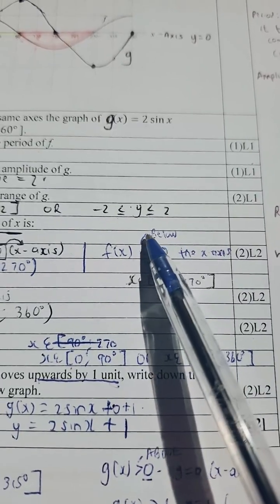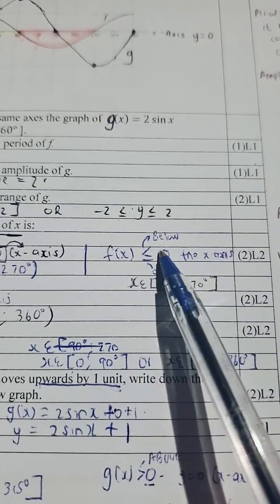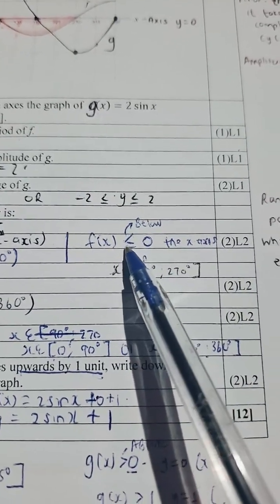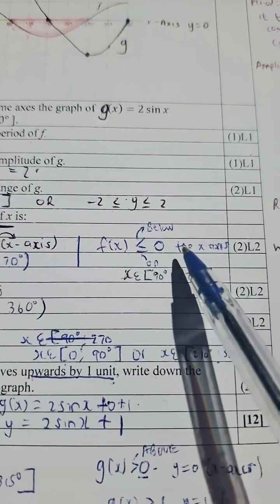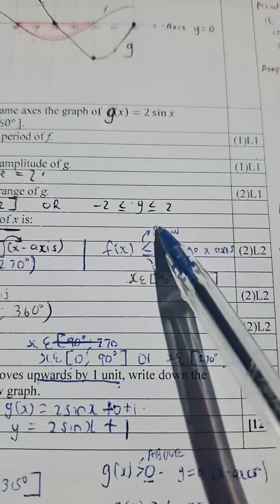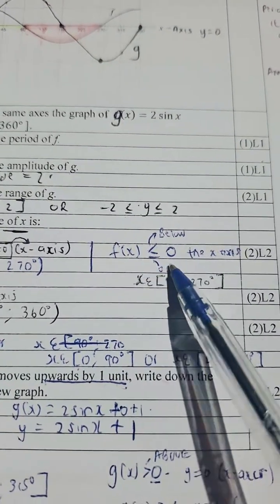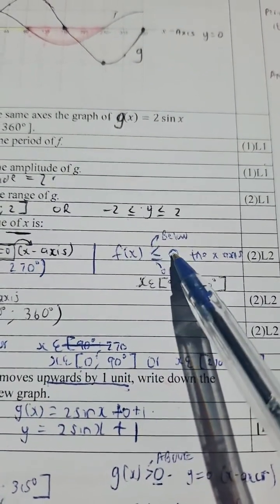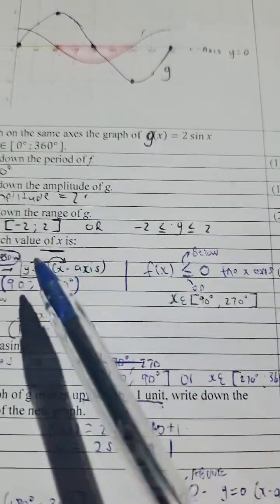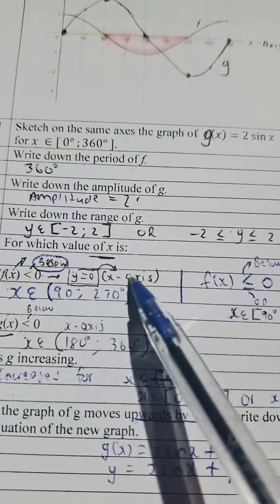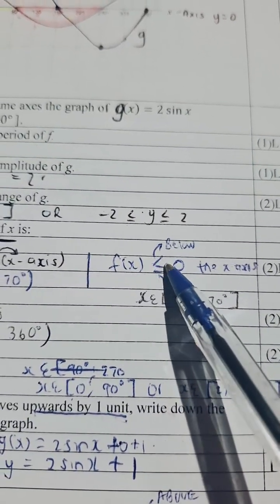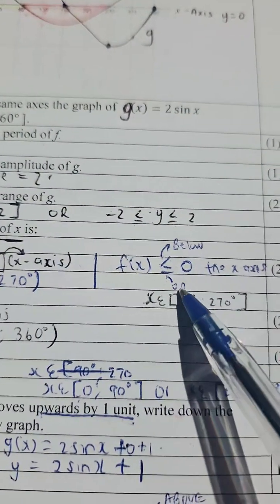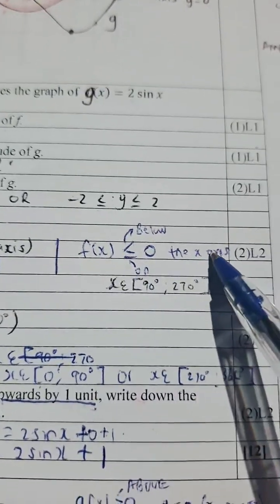where is the function below, which means less than, and equal means on. So we are looking at two things now. We are looking at where the function is below, and on the what? Remember, this 0 means the line y is equal to 0, which is the x-axis. So we are saying, where is this function below? That's the less than part. And the equal part means, where is it also on the x-axis?